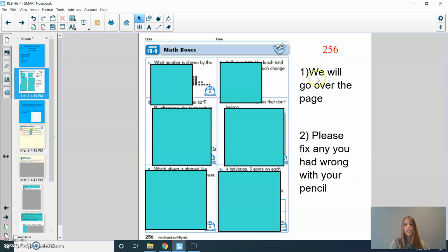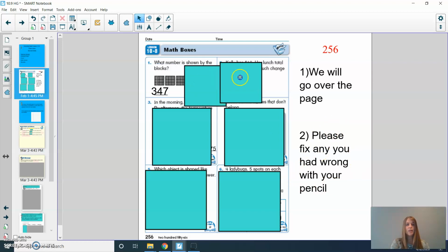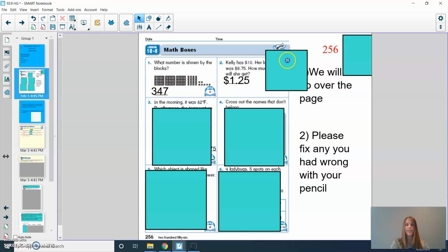So we're first going to look at our math boxes, which is page 256. When we go over this page, if you are noticing that you have anything wrong, please fix any of your mistakes with your pencil and eraser. Question number 1. What number is shown by the blocks? Remember how each of these flats is equal to 100, so I know I have a total of 300. Each of the longs are 10, 40, and then 7 of the cubes, giving me 347.